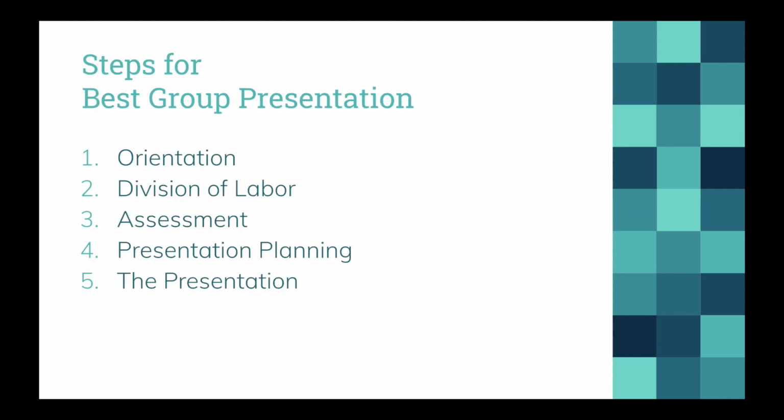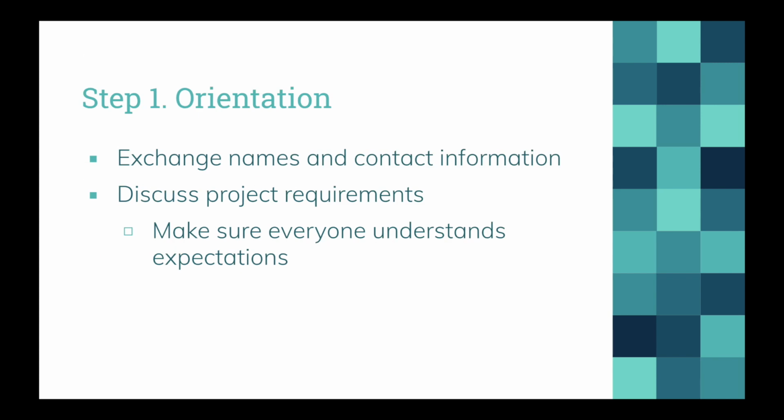There are 5 simple steps to have the best group presentation. Step 1 is orientation. Step 2 is the division of labor. Step 3 is assessment. Step 4 is presentation planning. And step 5 is the presentation. So what do these steps mean? Let's figure it out. Step 1, orientation.